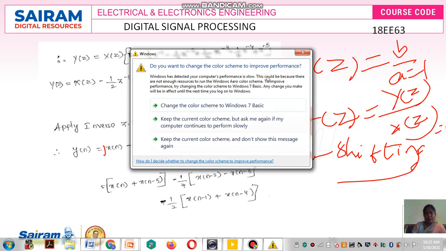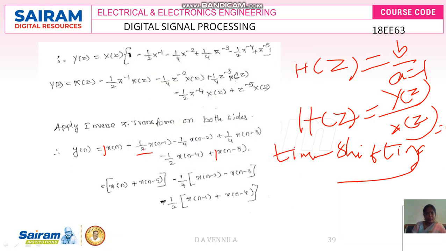Next, the coefficient is minus 1/2 for x(n-1) and for x(n-4), so taking the minus sign common outside: x(n-1) plus x(n-4), these two terms you have to take. Next, you take the 1/4 coefficient outside with minus: x(n-2) minus x(n-3). So all the coefficients are equated.